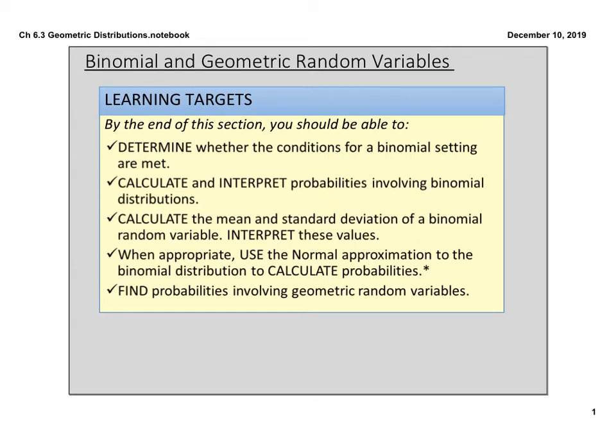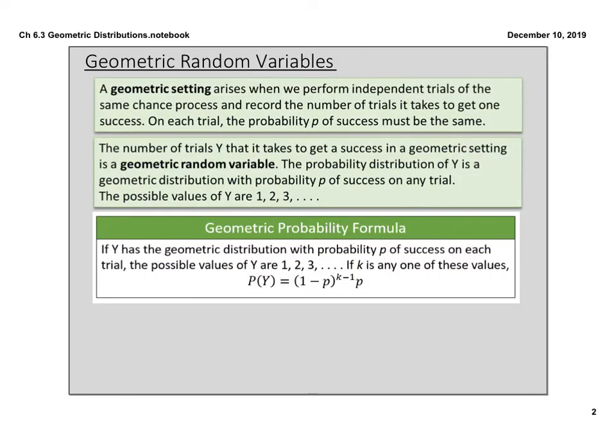So binomial and geometric distributions are very similar to each other for just about one difference. Okay, there's one slight difference in the two distributions, but otherwise they're very similar to each other, and what we're going to do today is going to be very similar to what we did with binomials, but it's going to be just with one slight difference. All right, so here's the difference in a geometric setting.